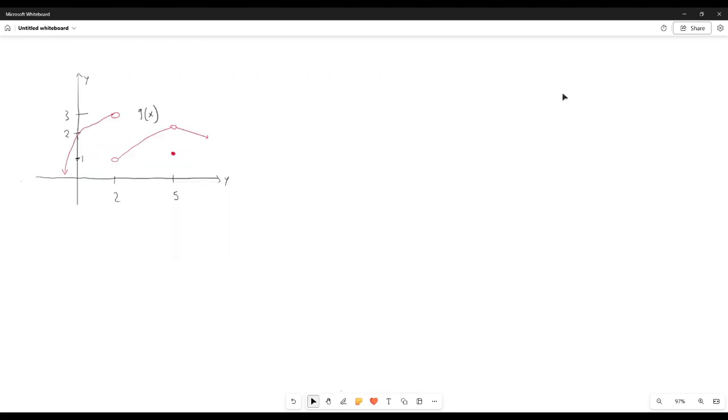Now, here we have a graph of the function g of x. Use it to state the values, if they exist, of the following limits. First, the limit as x approaches 2 from the left. By looking at the graph, we can see that the graph of g of x approaches 3.